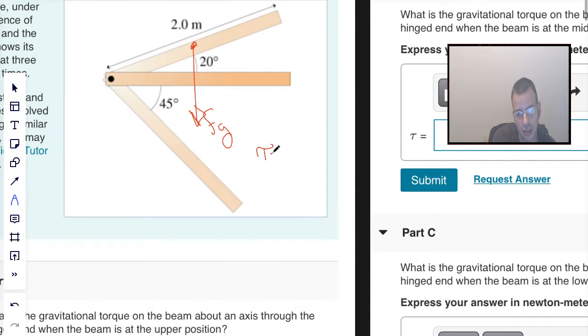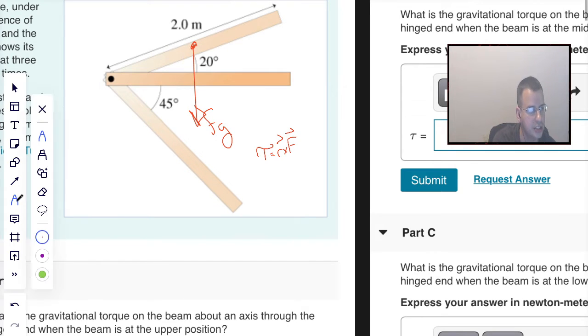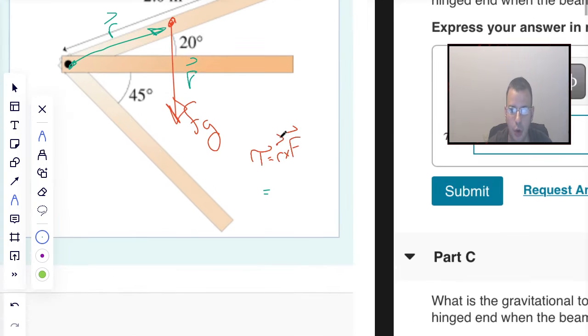So the idea here is torque equals R cross F, where R is the radius from the hinge. So that's going to be R. And F, the force, is going to be force gravity going down. So torque is R cross F. A cross product is a measure of how perpendicular two vectors are.